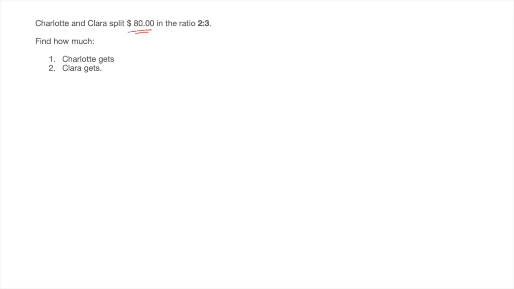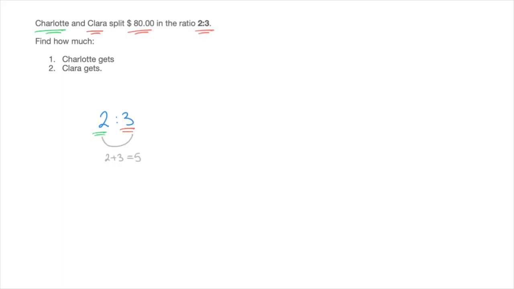One of the most important things to keep in mind when we divide an amount like $80 in a given ratio, which in this case is 2 to 3, is that the ratio 2 to 3 is telling us to divide 80 by 5, because 2 plus 3 is equal to 5. So the ratio 2 to 3 is telling us that 80 is being divided into 5 equal parts, and that Charlotte is getting 2 of those parts, and Clara is getting 3 of those parts.